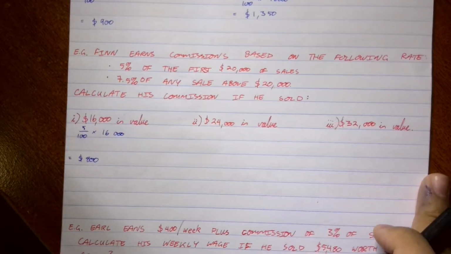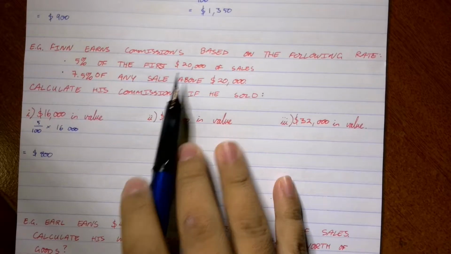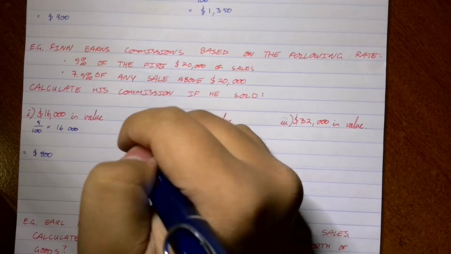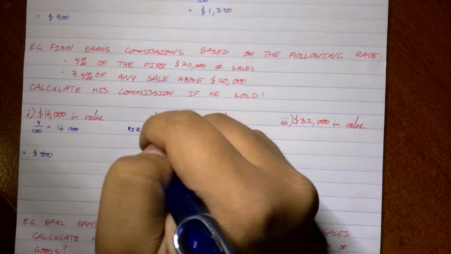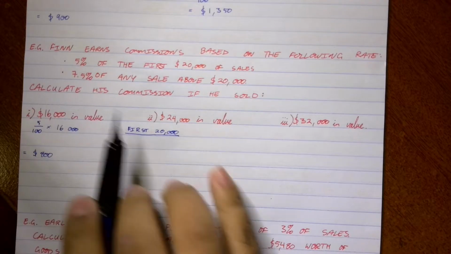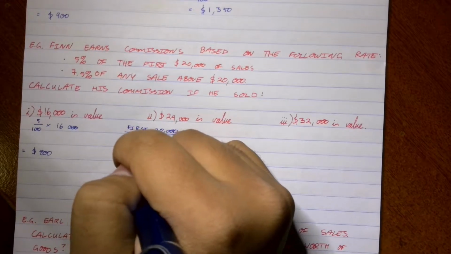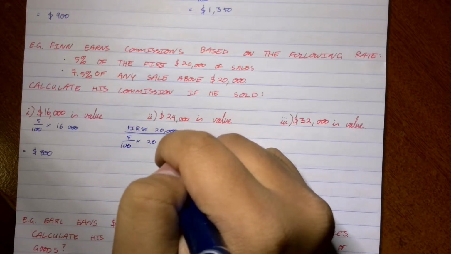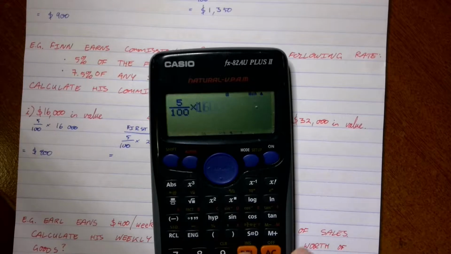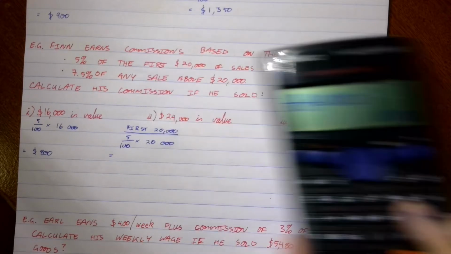Nice and simple. Now, this one, as you can see, has exceeded $20,000. So we need to break these calculations into two parts. So this is the first $20,000. Well, the first 20,000 is 5% of the first 20,000. So we can calculate that's 5 over 100 times 20,000. So that's $1,000.